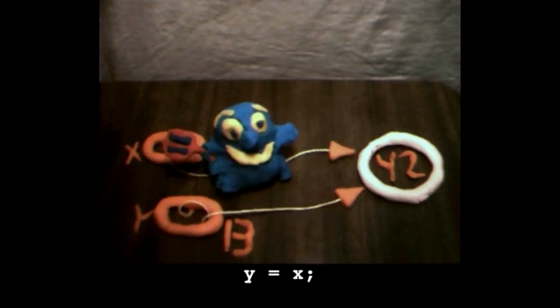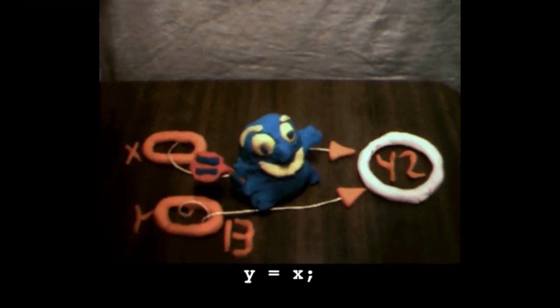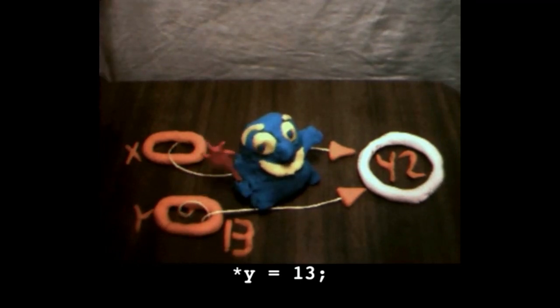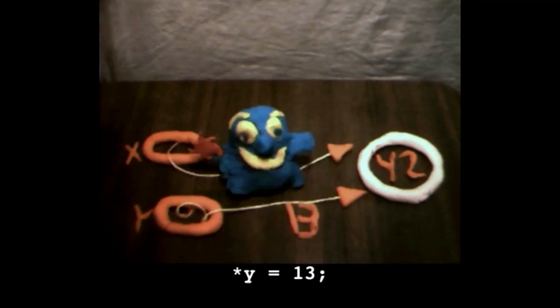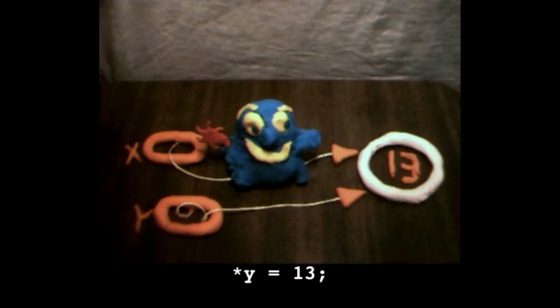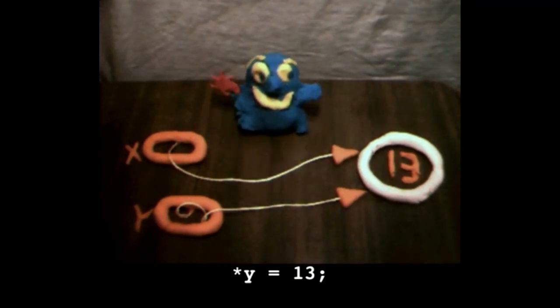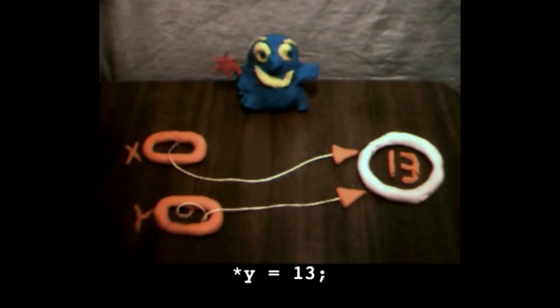Oh, I see. Now y points to the same place as x. So wait, now y is fixed. It has a pointee. So you can try the wand of dereferencing again to send the 13 over. Okay, here goes. Hey, look at that. Now dereferencing works on y. And because the pointers are sharing that one pointee, they both see the 13.